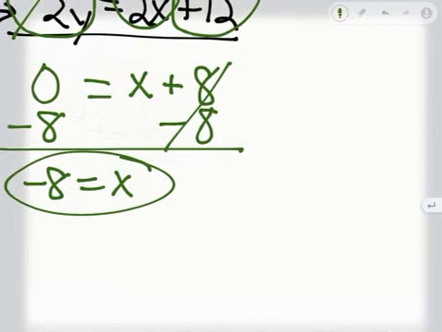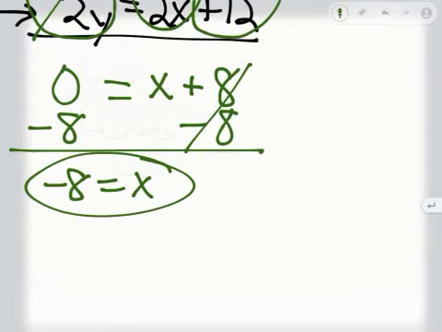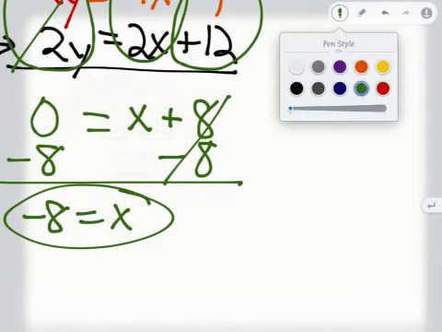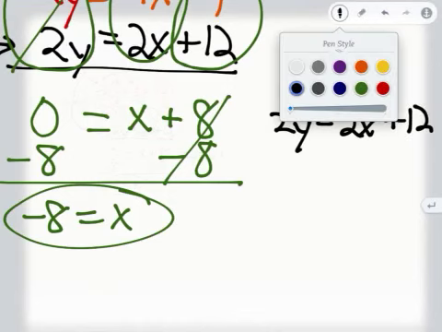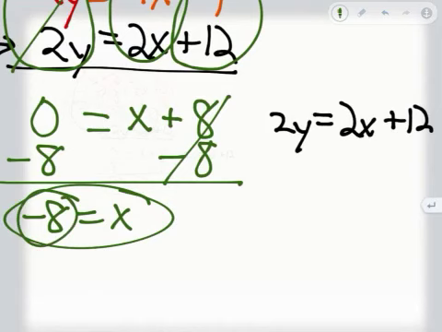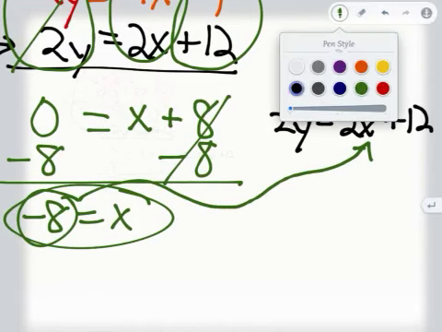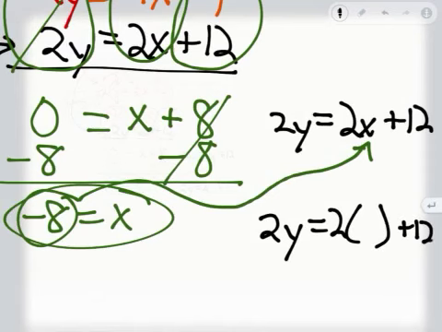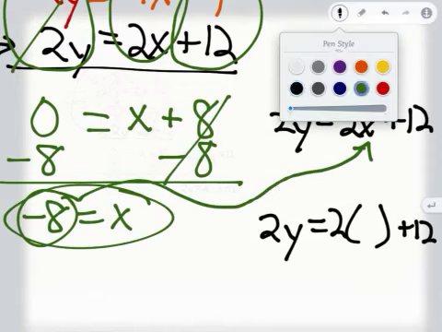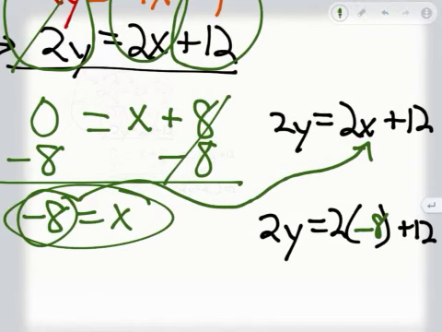So now I can take any equation, doesn't matter which one, I'm going to just use that second one again. Let me write it over here. So 2y equals 2x plus 12. And I'm going to take this -8, because that's what x equals, and I'm going to put it in for x. And when I do that, the equation is going to look like this. 2y equals 2 parentheses plus 12, and I'm going to put a -8 in there.